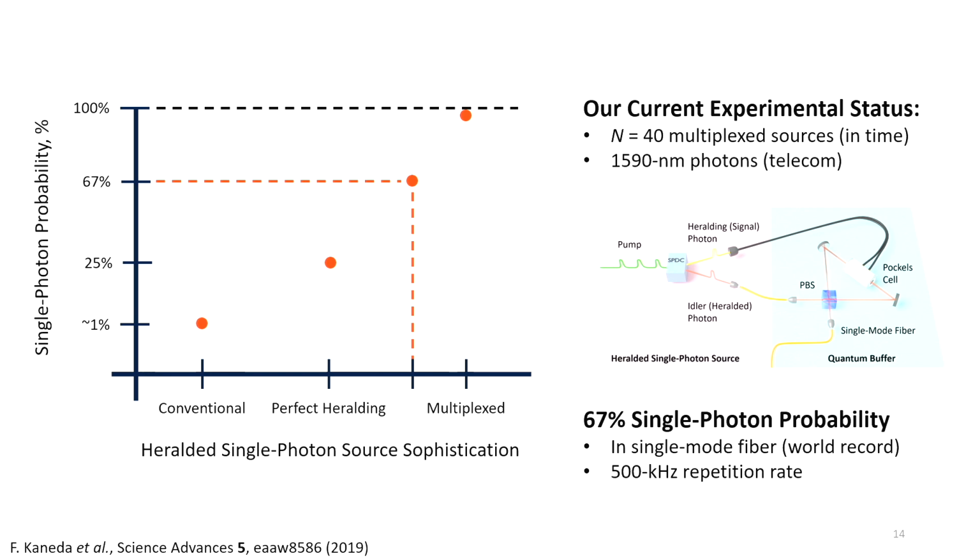Our group has already implemented this multiplexing concept within our laboratory setup. We've demonstrated multiplexing 40 sources. This is in time, however, not in space. But the principle remains the same. Our source emits photons at 1590 nanometers at a repetition rate of 500 kilohertz in a single mode fiber with 67% efficiency. This is a world record as far as we know.